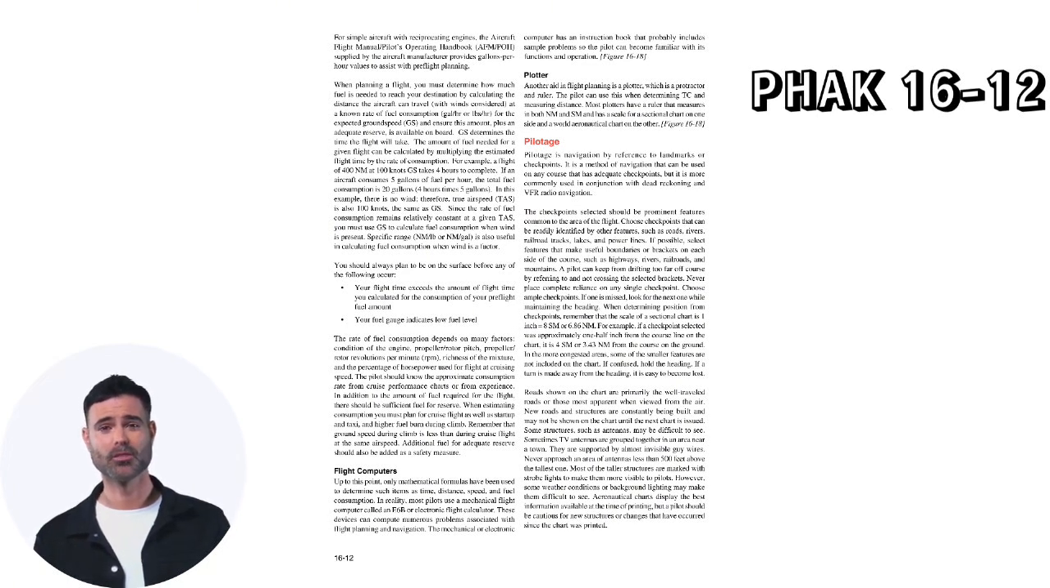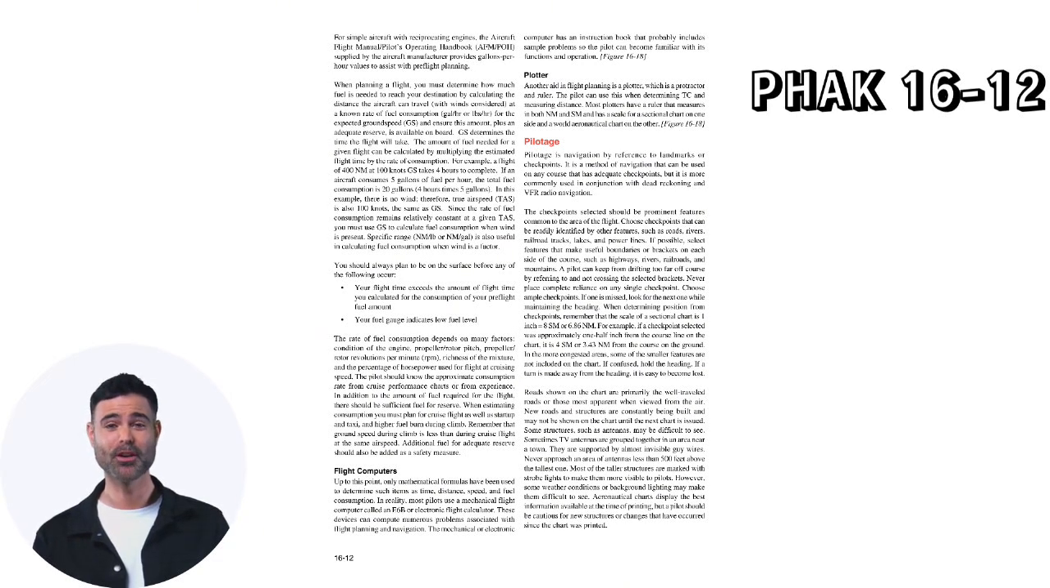When determining position from checkpoints, remember that the scale of a sectional chart is 1 inch equals 8 sm or 6.86 nm. For example, if a checkpoint selected was approximately 1/2 inch from the course line on the chart, it is 4 sm or 3.43 nm from the course on the ground. In the more congested areas, some of the smaller features are not included on the chart. If confused, hold the heading. If a turn is made away from the heading, it is easy to become lost.